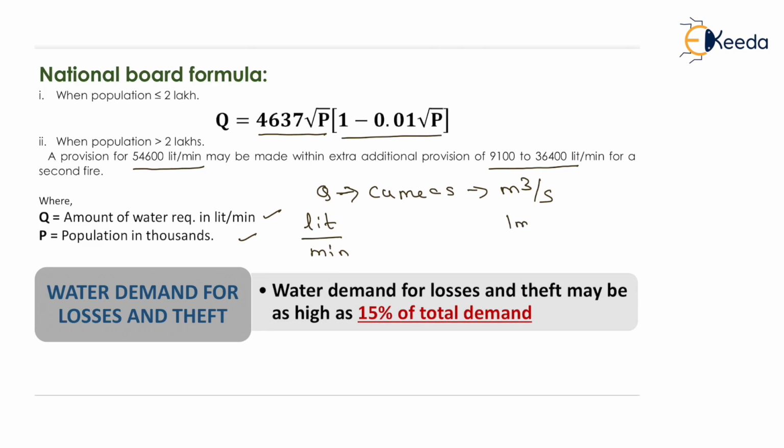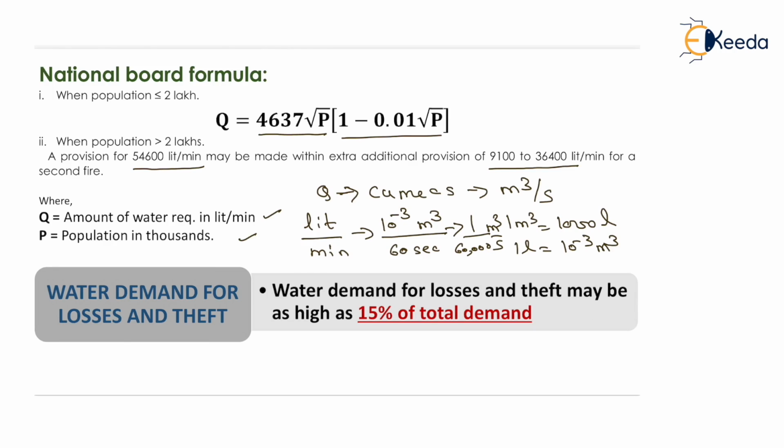Now we know that in 1 meter cube there will be 1000 liter. Now in 1 liter there will be 10 to the power minus 3 meter cube. So we multiplied the numerator with 10 to the power minus 3 and converted the liter into meter cube. Now in 1 minute there will be 60 seconds. So what will be the conversion factor? It will be 1 by 60,000, and we converted the liter per minute into meter cube per second by multiplying it with 1 by 60,000. Okay, that will be the fire demand formulas.